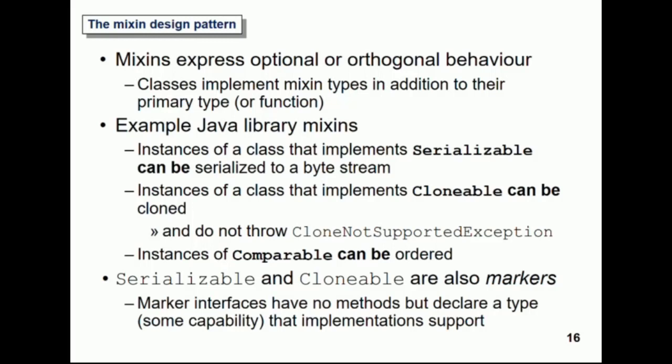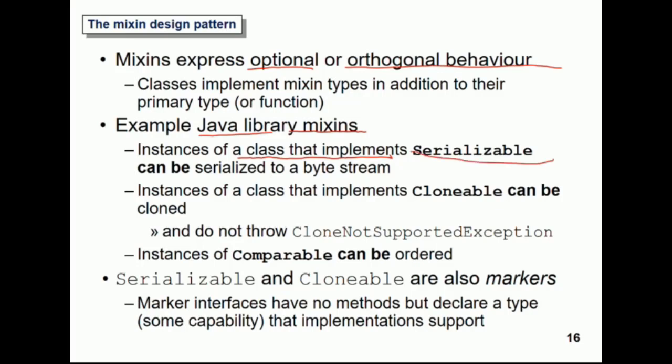Mixins express optional or orthogonal behavior. Orthogonal basically means supporting behavior that might be useful for you. There are lots of examples of mixins within the Java library. For example, any class can implement its primary behavior, like a student can implement person, but you can also implement serializable if you want.